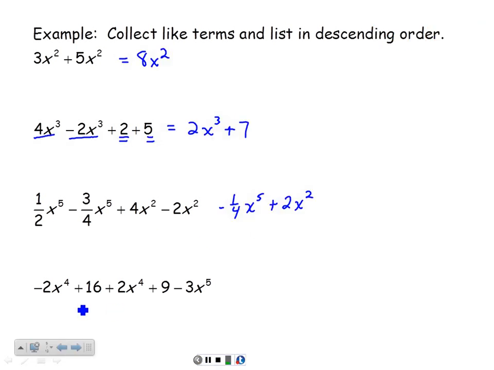Alright, so let's look at this last one. Again, we're going to start with the highest exponent, which is going to be the x to the fifth, but I don't have any other x to the fifths to put with it. So I'm just going to bring it over. So I'm going to have negative 3x to the fifth. And then I have a negative 2x to the fourth and a positive 2x to the fourth. Well, negative 2 plus 2 goes to 0. And don't write the 0x to the fourth, because 0 times anything is 0, and so it just goes away. We learned that in chapter 2. And then we have 16 and 19, which is going to be 25. So we have a negative 3x to the fifth plus 25.